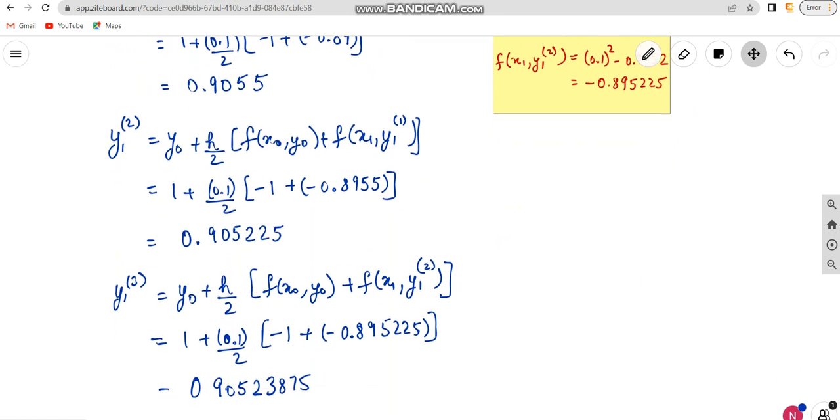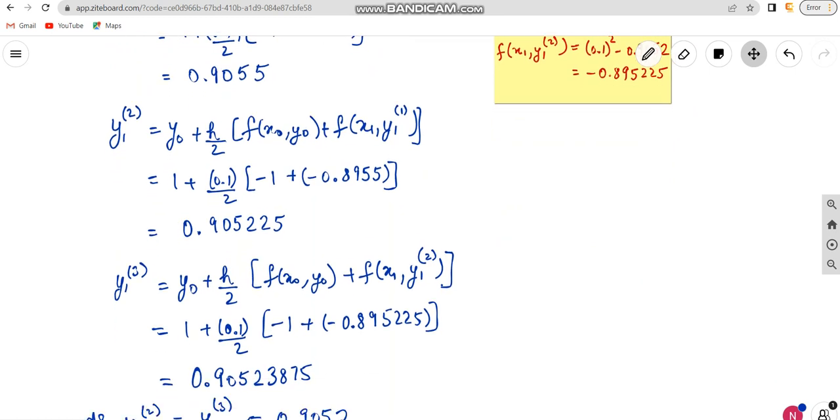ये आपको कब तक करना है? तब तक करना है जब तक आपकी दो approximations almost equal ना आ जाए. तो अब हम second approximation find out करेंगे y1 की.